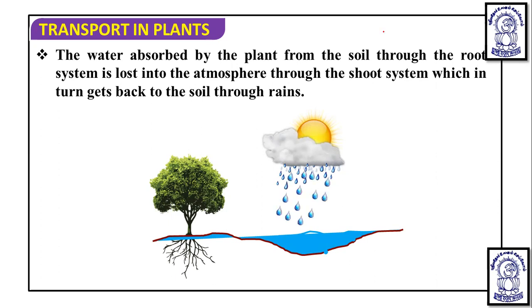So through rain, you can see the water will reach this water body. From here it will reach the plant. From the plant it will reach the atmosphere, and that water will again come through rain to the soil.